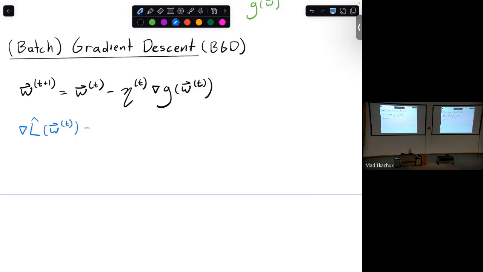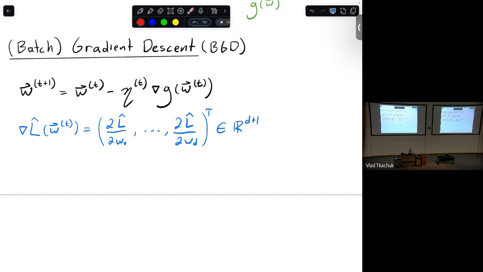And just to make it absolutely clear, this is the gradient of this function. What does that look like? That looks like the partial derivatives of L hat with respect to each dimension. So with respect to w_0 up to the partial derivative of L hat with respect to w_d, transpose. And this is an element of R^(d+1). Makes complete sense because this is an element of R^(d+1), and this is an element of R^(d+1).